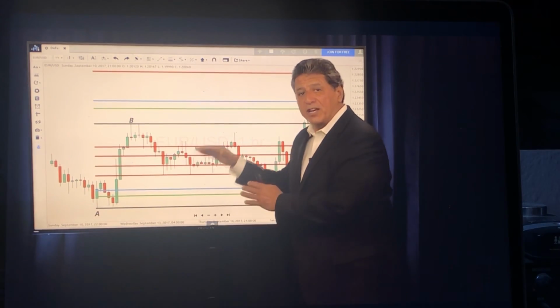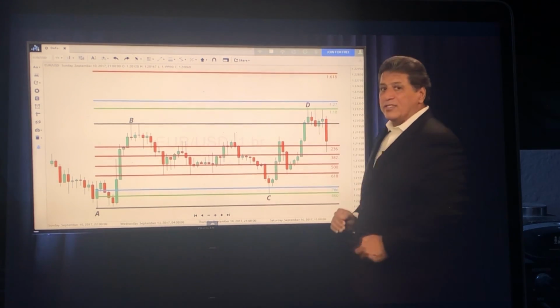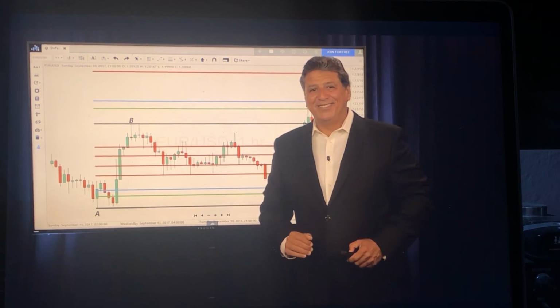So in the next lesson, we're going to be talking about what's going on inside the AB boundary and how the market rallies to the next D extension level.